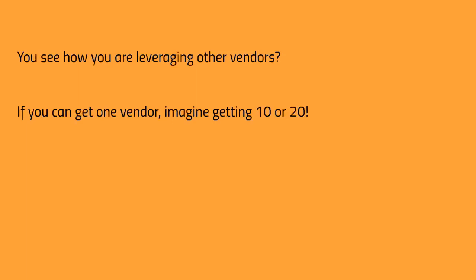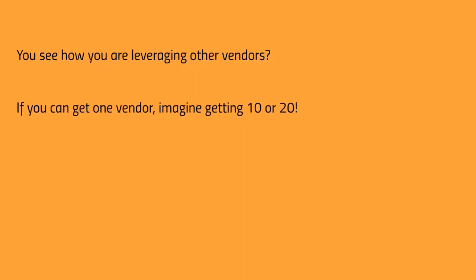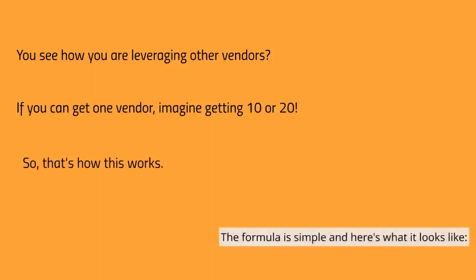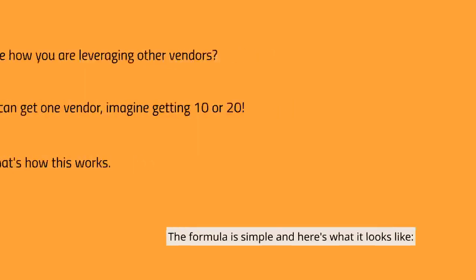So soon you will have a list of 100 people, and these 100 people will convert at a higher rate as long as you provide them with high value. So this is basically how this works, and the formula is pretty simple.